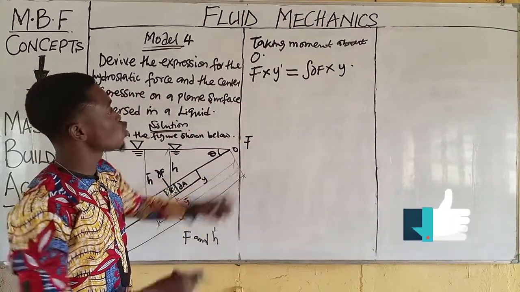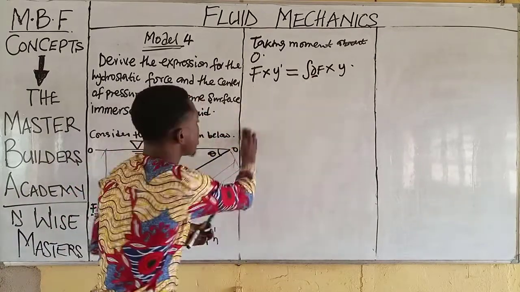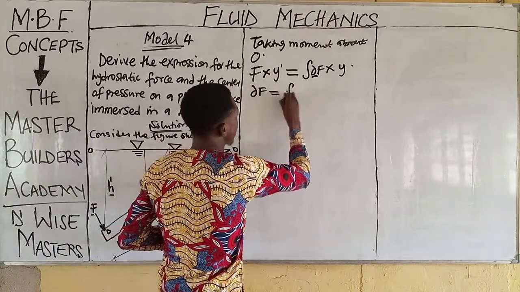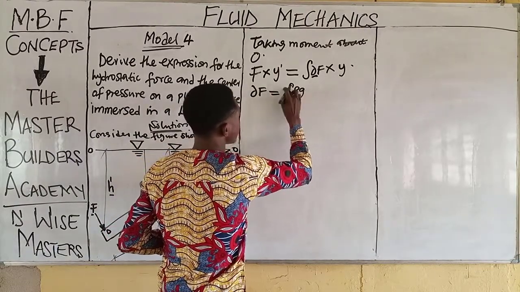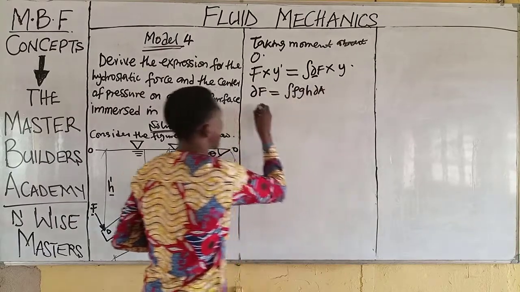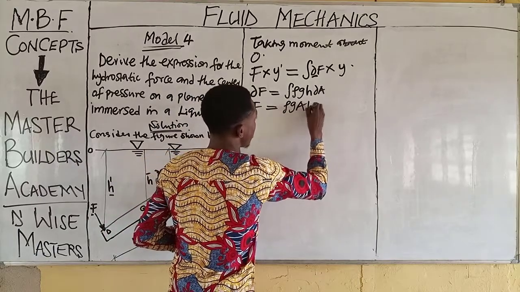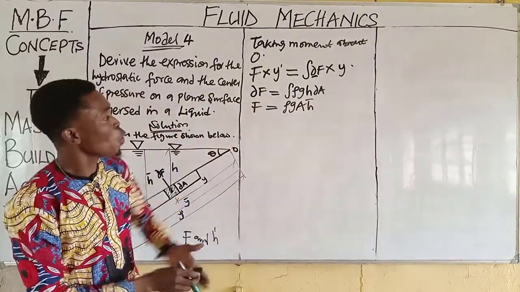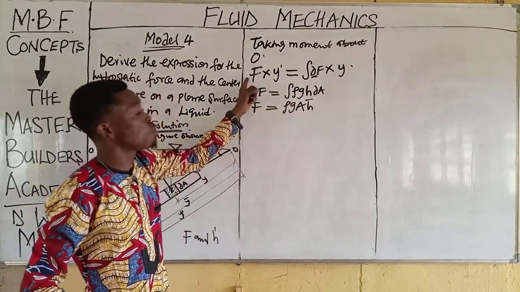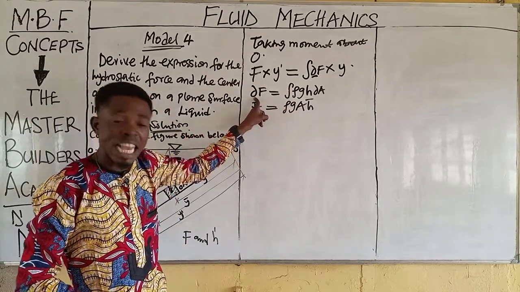Then the next thing we are quickly going to do is to substitute for F. We know that F is equal to the integral of rho g h dA, and equally F is equal to rho g A h bar. We already know this, so in place of this we will put this. But let's suspend this for now and substitute for dF.